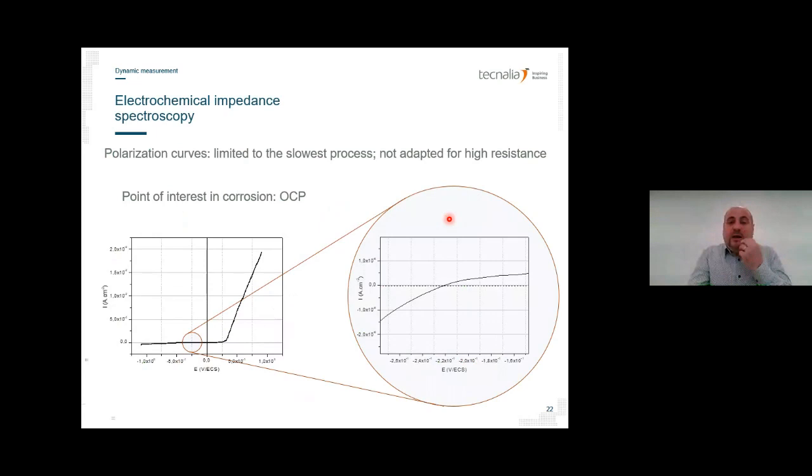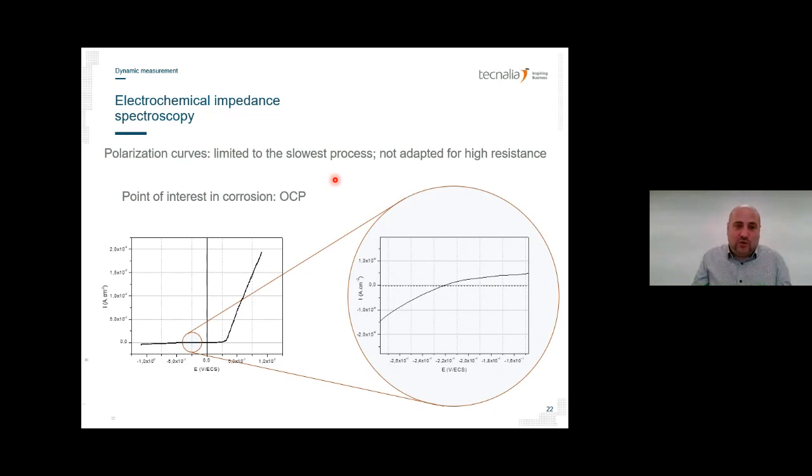Now I finish with the static measurements. I would like to present quickly some dynamic measurements. Dynamic measurements are a step further compared to the static measurements. In the polarization curves, one thing that I didn't mention yet is that we are limited to the slowest process. So we always see the slowest process, meaning the activation when activation is the limiting process, the diffusion when diffusion is the limiting process, but we cannot see them together. Moreover, because it's a continuous current technique, when there is a very resistive system, we cannot do measurements. It's not adapted. So we can go to other techniques.